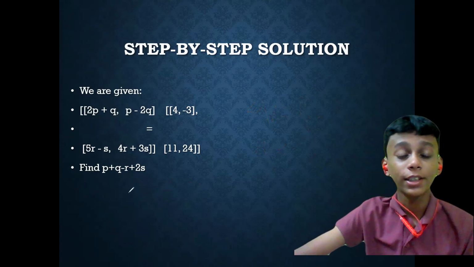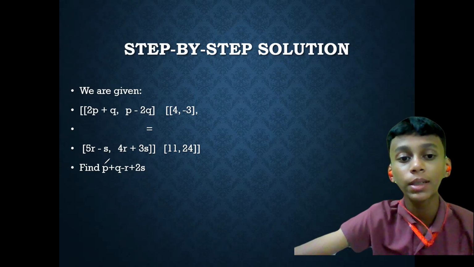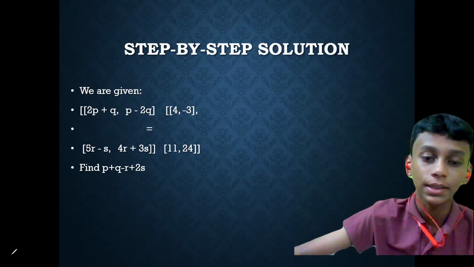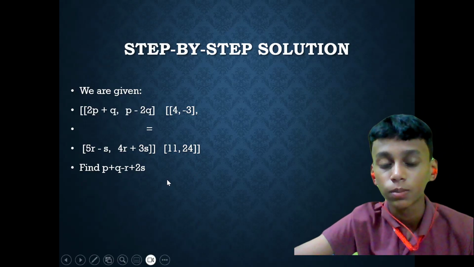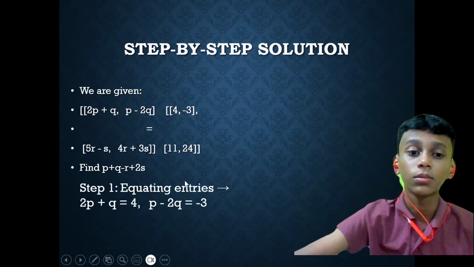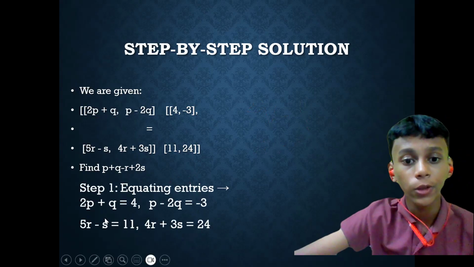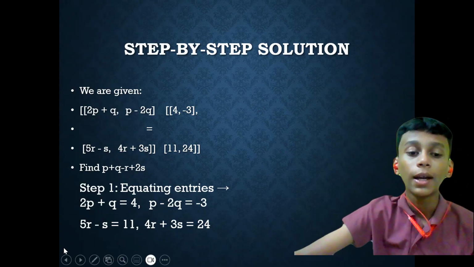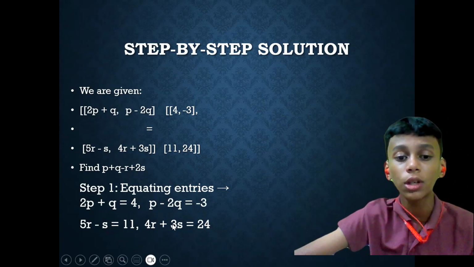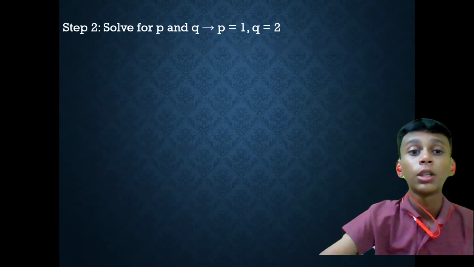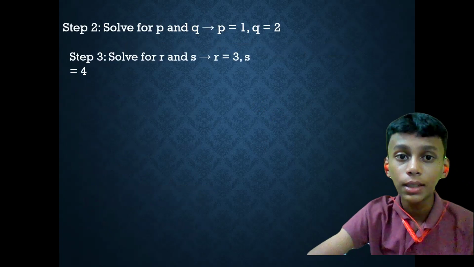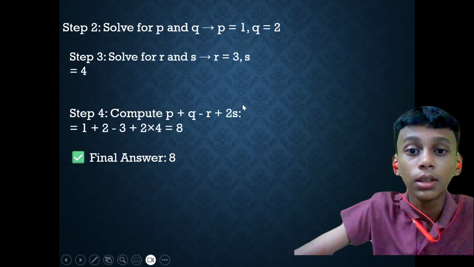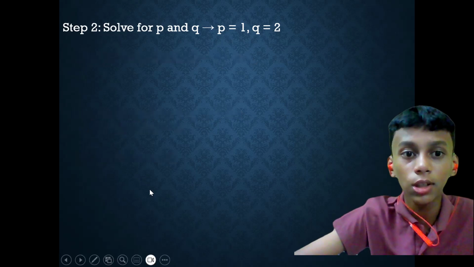Now we can find the other values, such as 5r minus s and 4r plus 3s. We will use the same method. So I will go on to the next slide. Okay. Now we found the values. 2p plus q is equal to 4 and p minus 2q is equal to minus 3. And 5r minus s is equal to 11 and 4r plus 3s is equal to 24. Now we will solve the equation as I did. We will solve for r and s here. So we will get r is equal to 3 and s is equal to 4. I will explain how.